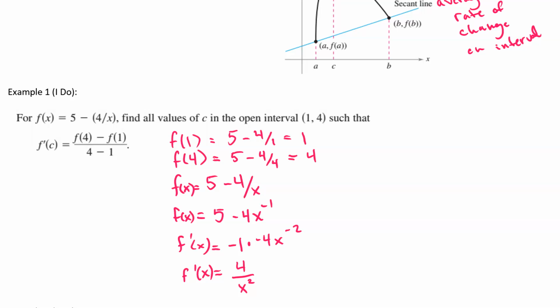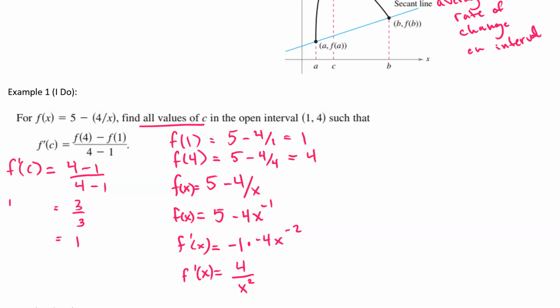All right, so let's use this equation on the right. We don't know c, that's what we're interested in finding, right? We're finding all values of c. All right. So then we have to find our average rate of change. So 4 minus 1 over 4 minus 1, or 3 over 3, or 1.